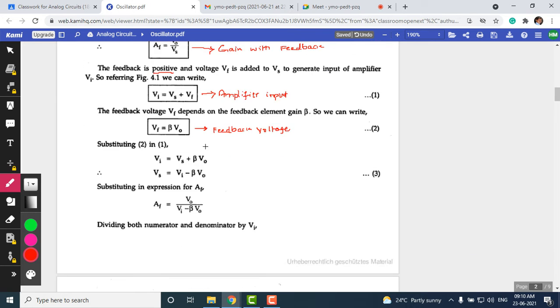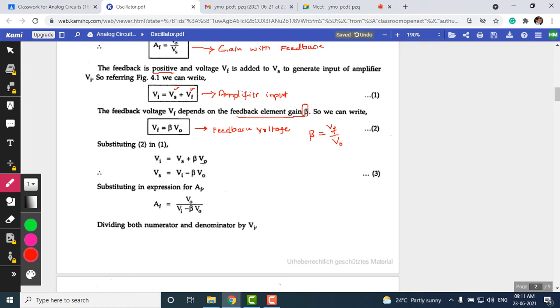Now we can write the expression for Vf. Vf is the feedback voltage, which depends on the feedback element gain, beta. So we can write Vf as beta times V naught. For the feedback network beta, Vf is the output and V naught is the input, so by cross multiplying we obtain Vf as beta times V naught. Now we substitute this equation 2, the feedback voltage, into the amplifier input expression and see what equation we get. So Vi is equal to Vs, which we keep as it is, whereas Vf we replace with beta times V naught.